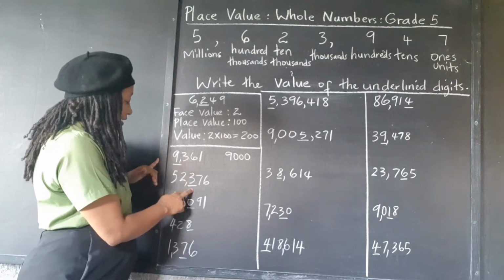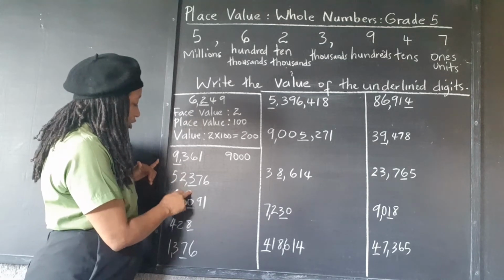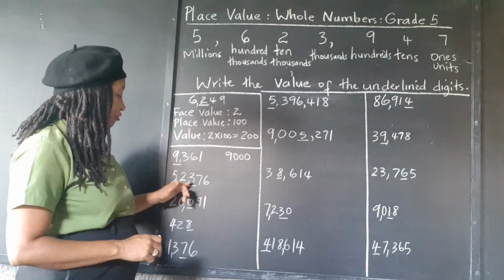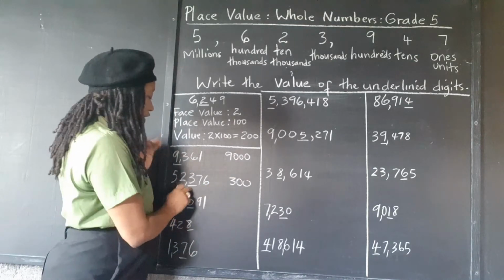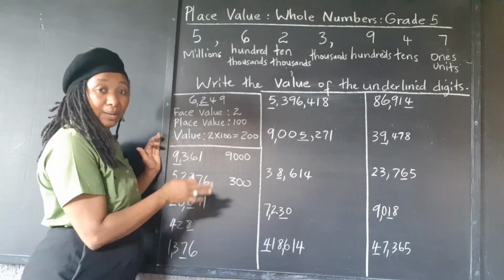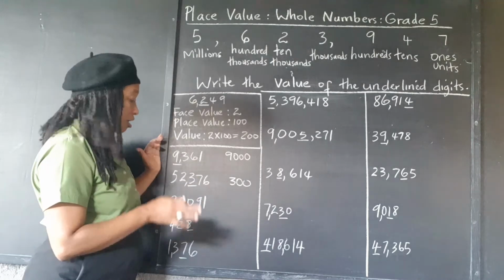The 3 is underlined, 52,376. This 3 is 300. It's in the 100 place. So 3 times 100, that's 300.